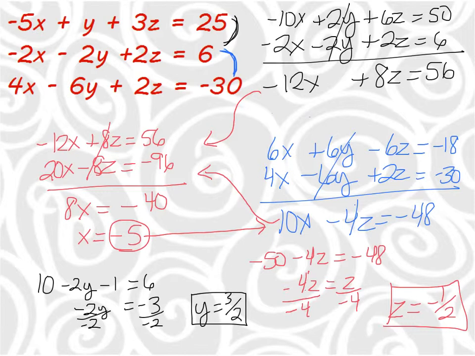Anticipate that. My official final answer then, as an ordered triple, would be -5, and then 3/2, and -1/2. Right, that is a nice ordered triple. Box that in. That's the point that would work in all three of those equations.